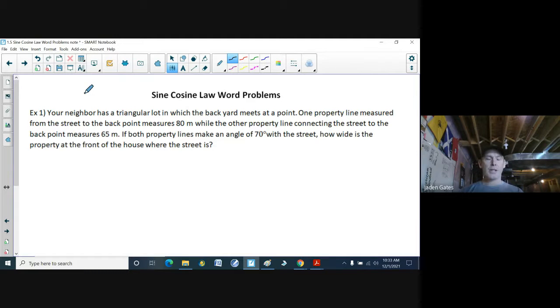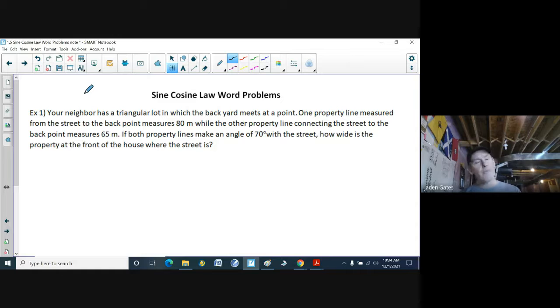Your neighbor has a triangular lot in which the backyard meets at a point. One property line measured from the street to the back point measures 80 meters, while the other property line connecting the street to the back point measures 65 meters. If both property lines make a 70-degree angle with the street, how wide is the property at the front of the house where the street is?